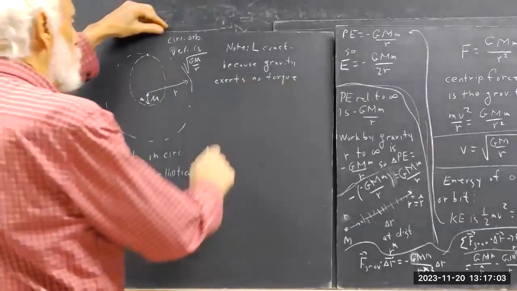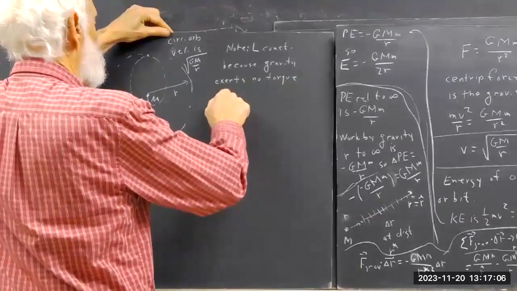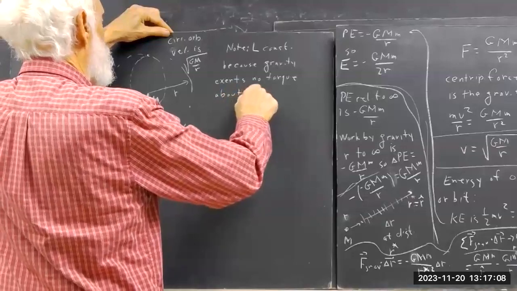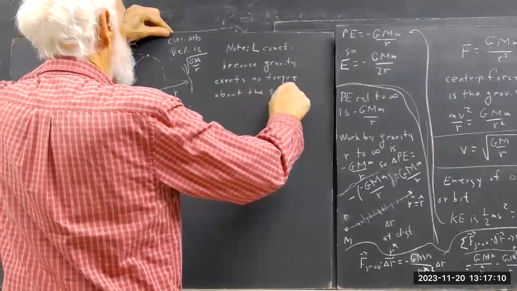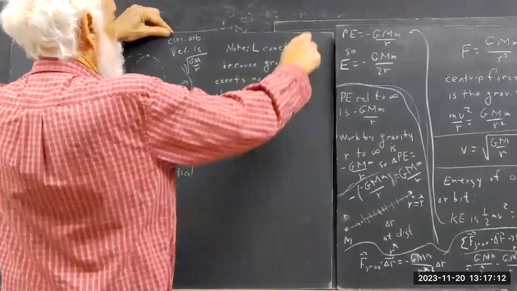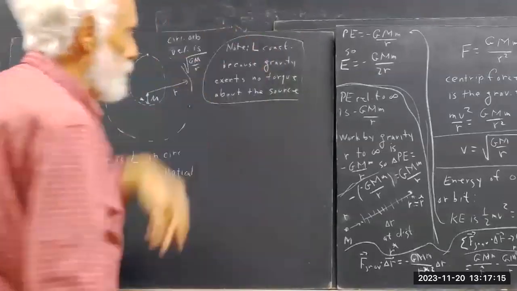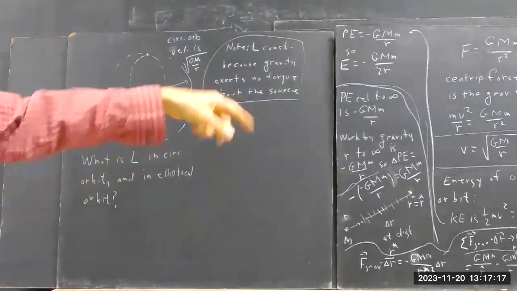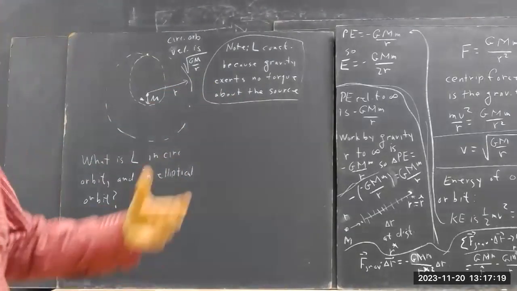Gravity exerts no torque about the source of the gravitational force. That's an abbreviated statement. By the source, I mean the source of all the force here.